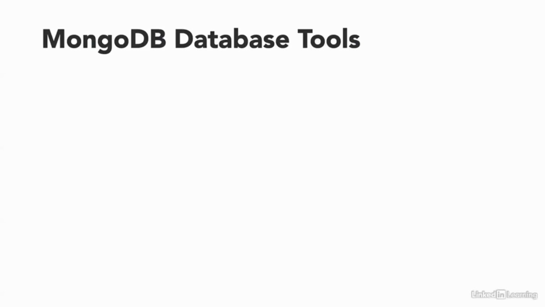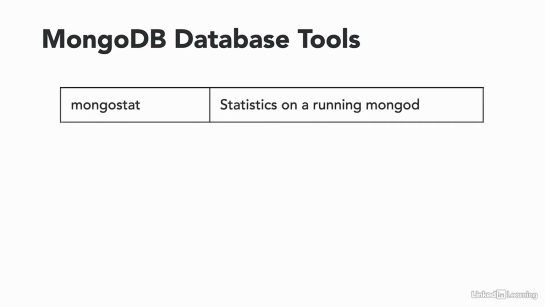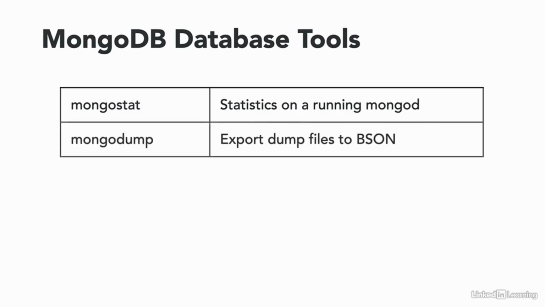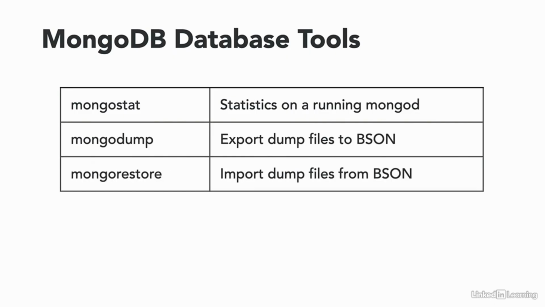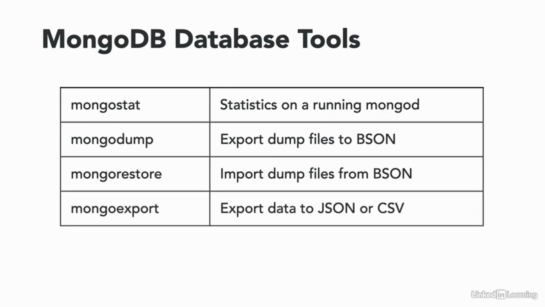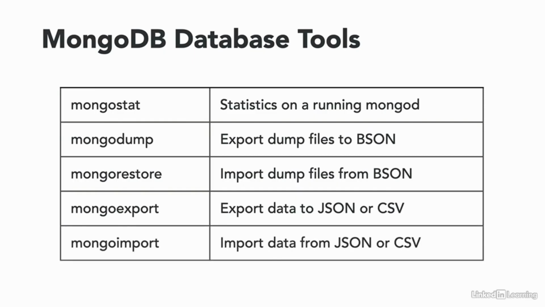When you installed MongoDB earlier, you also installed the MongoDB database tools. They include mongostat to get statistics on a running mongod, mongodump, which allows you to export dump files from MongoDB collections in BSON, mongorestore, which allows you to import dump files from MongoDB collections that were stored in BSON, mongoexport, which allows you to export collection data to JSON or BSON, and the one we are looking for, mongoimport, which allows you to import collection data from JSON or CSV files.